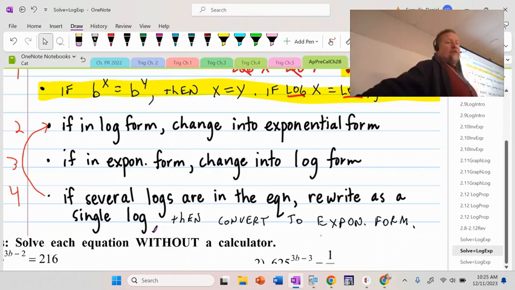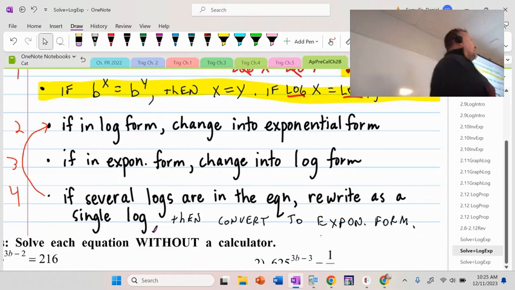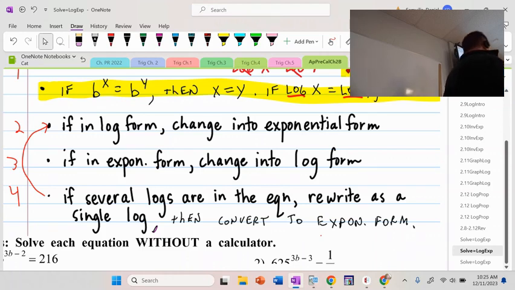And then the reverse, if it's in exponential form, change it to a log. All right, and then the last one. If you have several logs, this is really why I like this too, then you can rewrite it as a single log, use your properties, and then convert it to an exponent. So that reverts back to number 2.